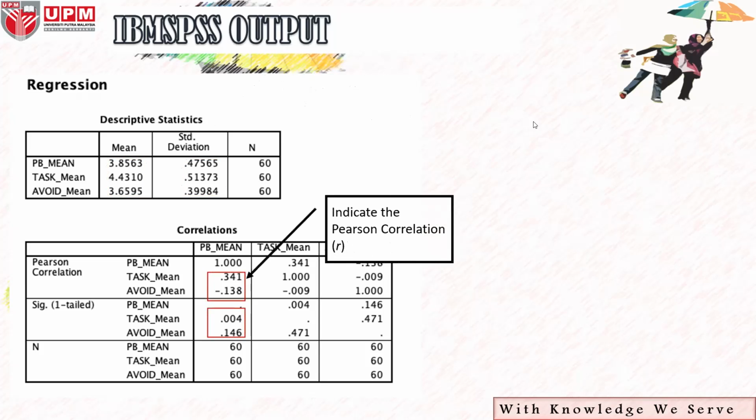Next, we will see the correlation table. It will indicate the Pearson correlation result. This table also should be consistent with the analysis that we ran in the Pearson product moment correlation. Same thing.